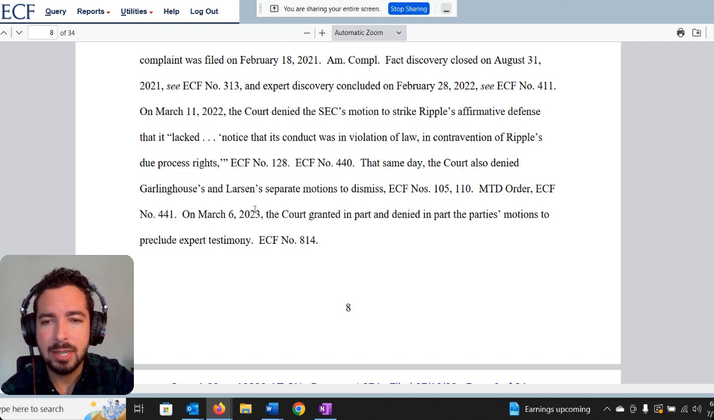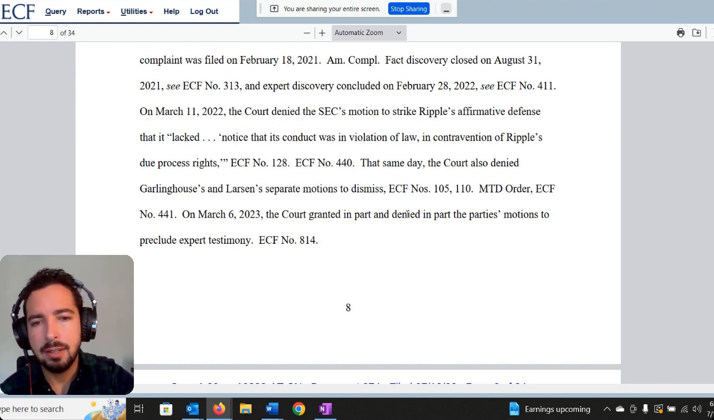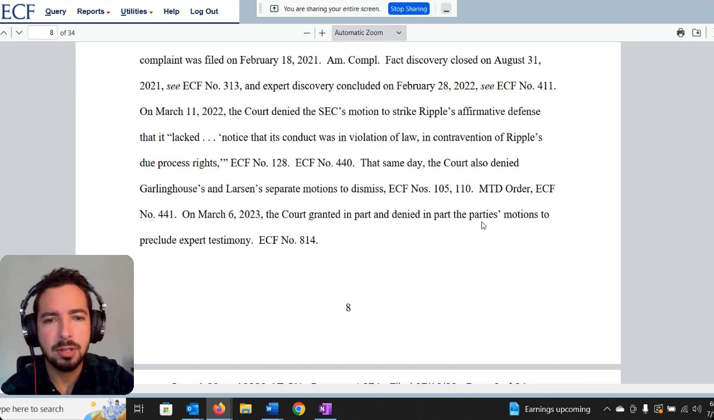On March 6, 2023, the court granted in part and denied in part the parties' motions to preclude expert testimony. So, very much like this court order that we're dealing with right now, the court found some things that it liked from one motion and denied other parts of another motion. She just didn't give everyone everything that they wanted in these motions to preclude expert testimony. And preclude is a fancy word for just prohibit or throw out.